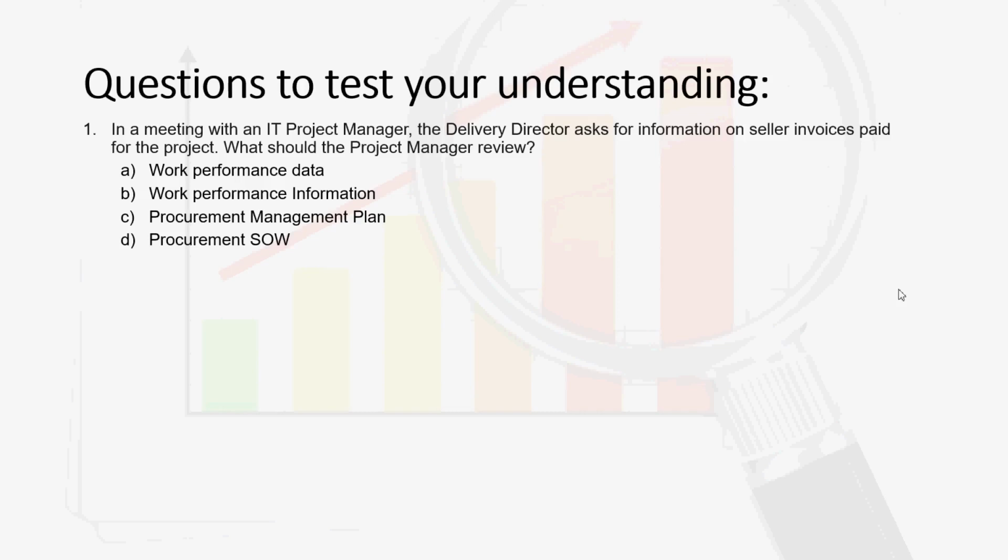Here, a simple data point is being asked: whether a particular invoice is paid or not. Then I know that this will be work performance data, and I will get it from the procurement knowledge area, because the procurement knowledge area will tell me whether the invoices of a vendor are paid or not. Now, let's see, we also have two more options. So we have already eliminated work performance information.